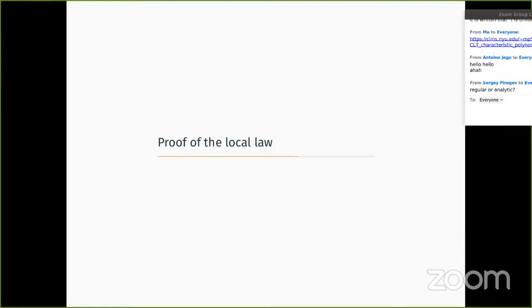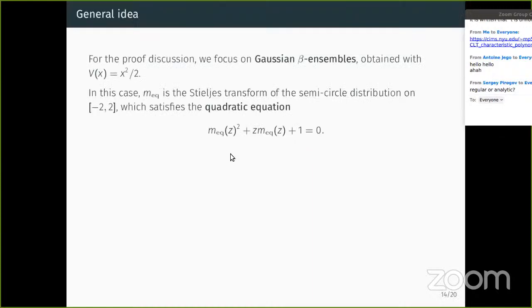Now I want to discuss the proof. First, the proof of the local law. The proof of the local law is relatively simple, especially for Gaussian beta ensembles, so I will focus on Gaussian beta ensembles. For general beta ensembles, there is one additional difficulty, but I won't mention it.